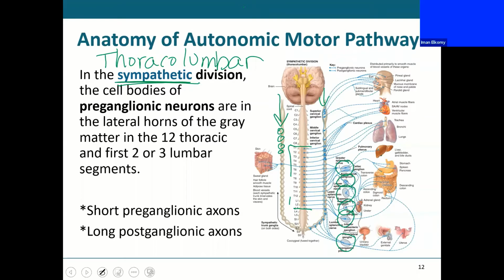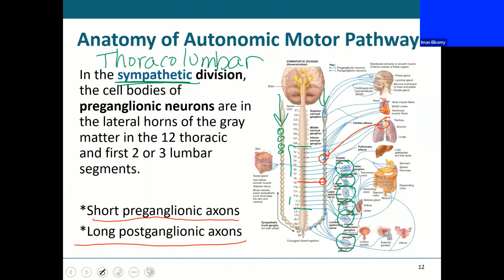So that means that as these motor neurons are leaving the spinal cord, they will find that the ganglia is right next to the spinal cord. So the distance between the spinal cord and your sympathetic ganglia is very short. That also means that your preganglionic neuron will be short in the sympathetic nervous system. So I will have short preganglionic axons. But then that second neuron, your postganglionic neuron, has to make it all the way to the organ it's innervating. And most of our organs are not lying right next to that spinal cord. That's where you get some distance, right? So your postganglionic axons will be long.